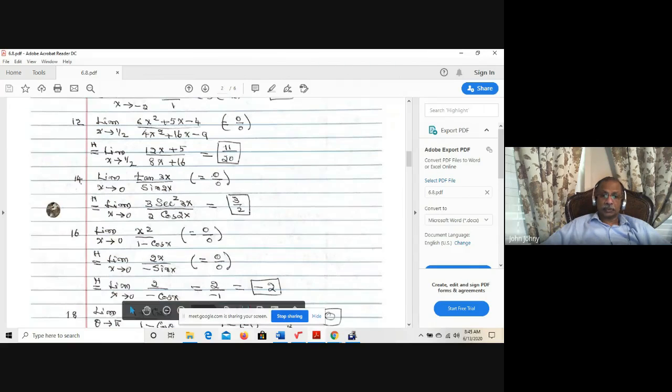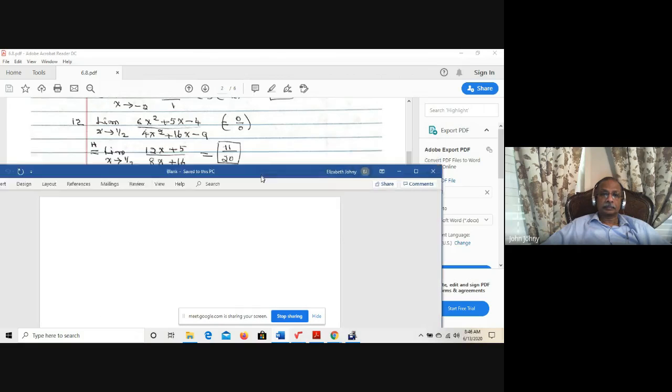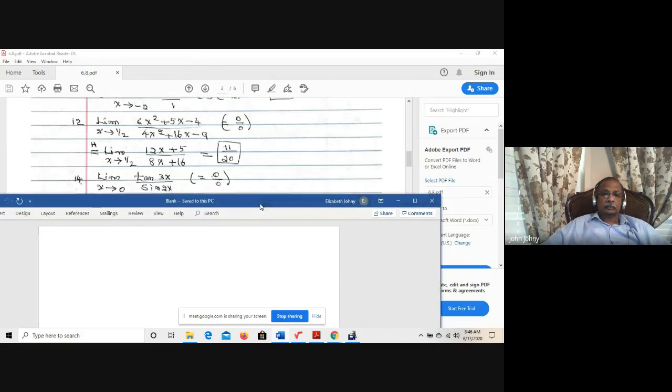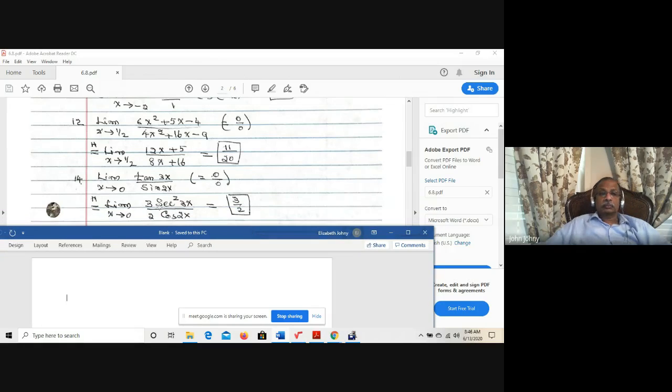Number 14. Limit x approaches 0, tan 3x divided by sin 2x. When you substitute x is equal to 0, tan 0 is 0, sine 0 is 0. So it is 0 over 0. Now apply L'Hopital's rule.